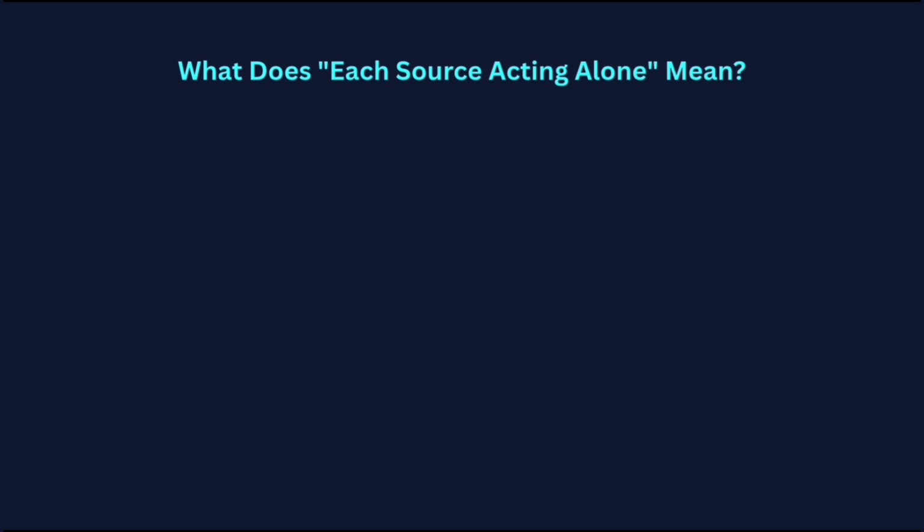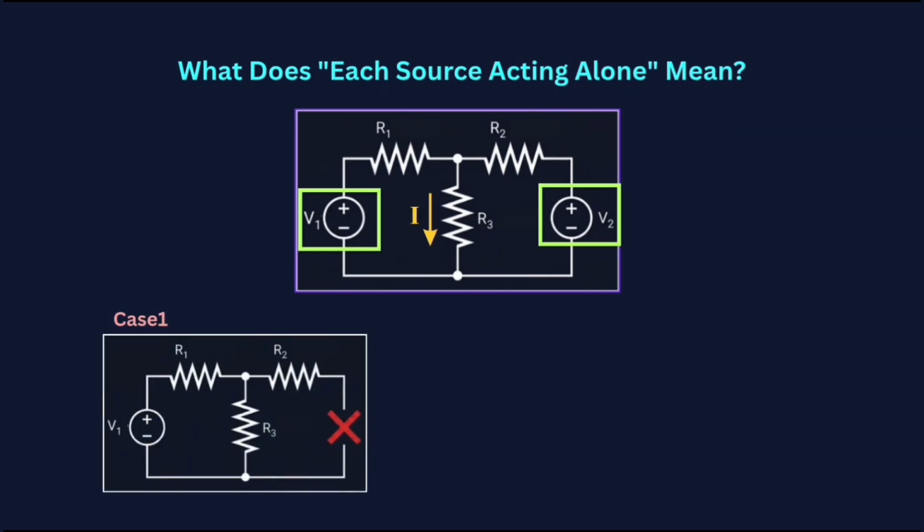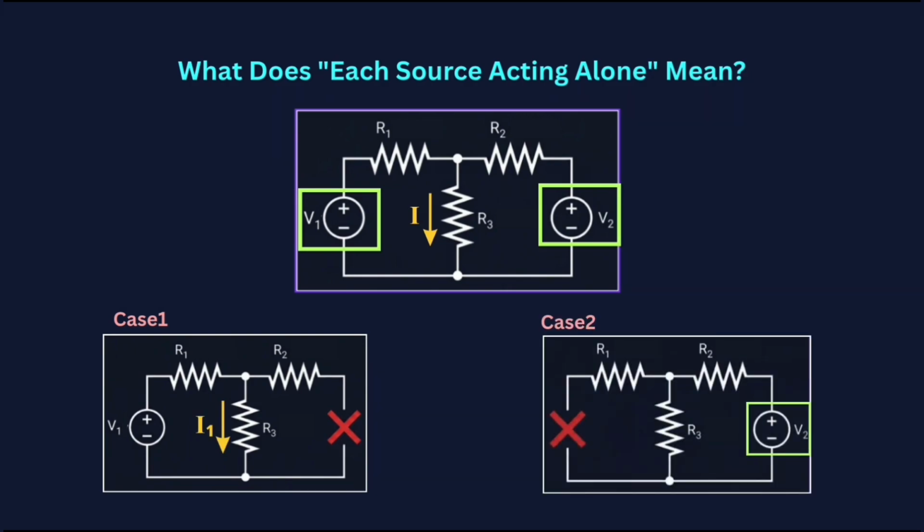What does each source acting alone mean? Consider the circuit with two independent voltage sources. Suppose we want to find the current through the middle resistor. Normally, both sources are active. Using superposition, we solve the circuit in separate cases. Case 1. Keep V1 active, deactivate V2. Find its contribution, which is I1. Case 2. Keep V2 active, deactivate V1. Find its contribution, I2. Then I, that is the total current, equals I1 plus I2.